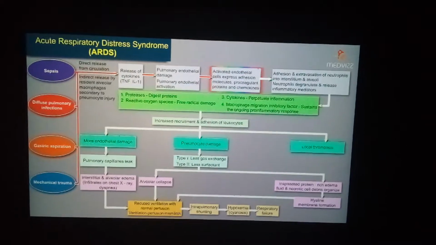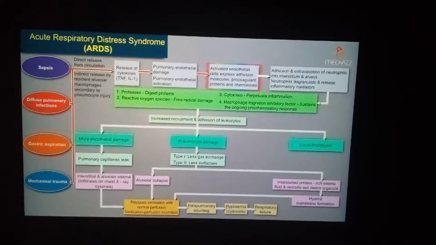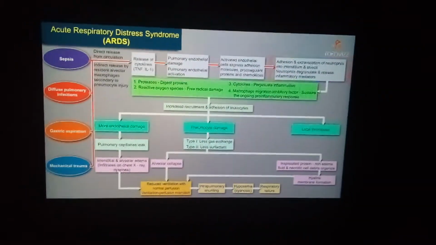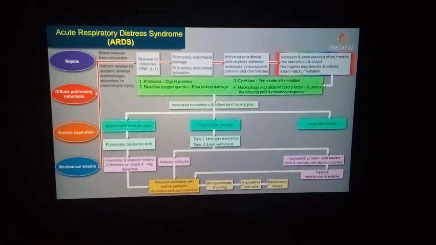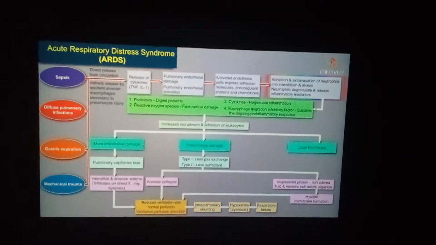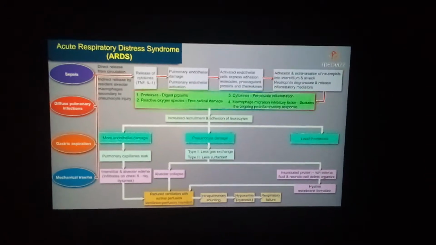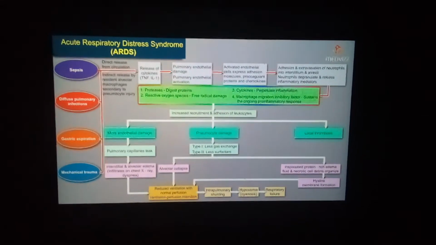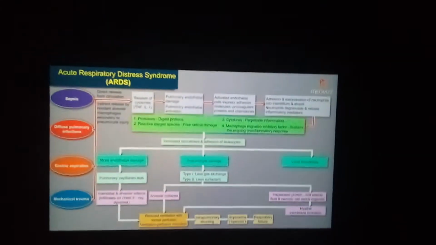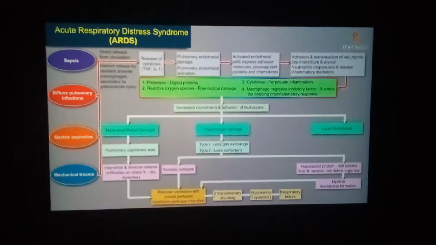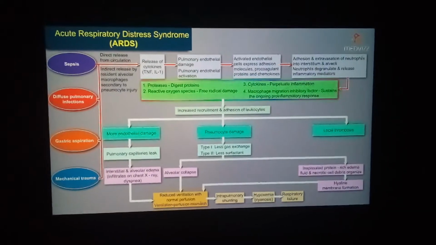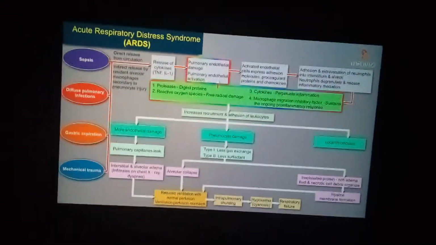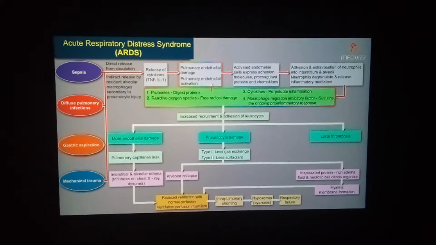This then triggers the activated endothelial cells to express adhesion molecules, procoagulant proteins, and chemokines. This leads to adhesion and extravasation of neutrophils into the interstitium and alveoli. Neutrophils degranulate and release inflammatory mediators. The proteases that are released digest proteins. Reactive oxygen species cause free radical damage. Cytokines perpetuate the inflammation, and macrophage migration inhibitory factor, MIF, sustains the ongoing pro-inflammatory response. These four mechanisms then again trigger pulmonary endothelial damage and pulmonary endothelial activation, and the cycle continues.